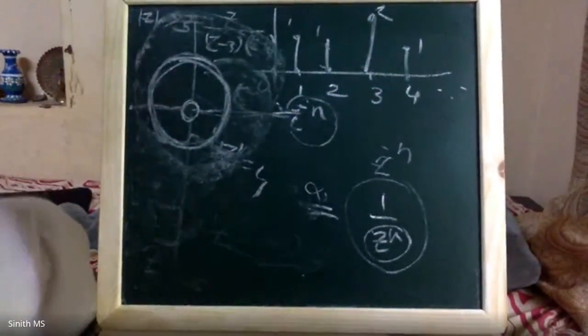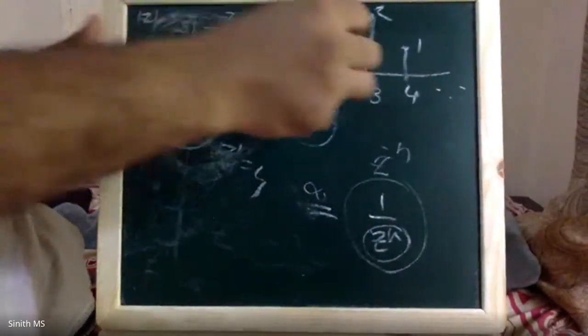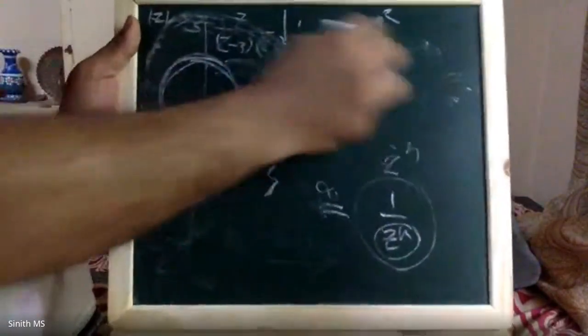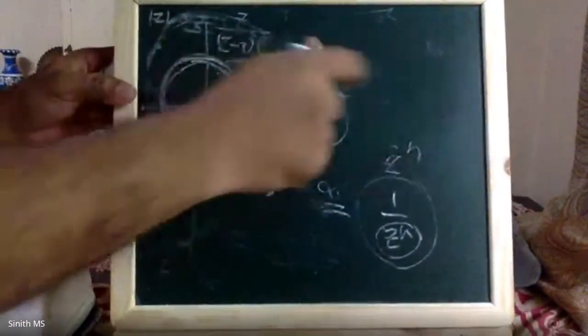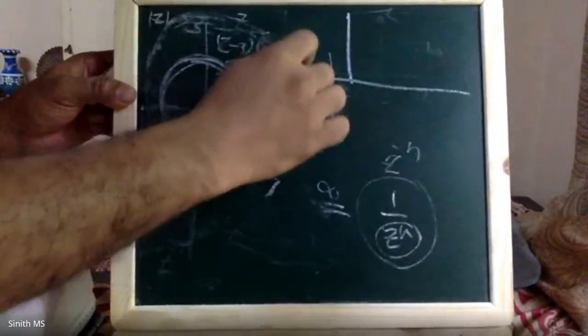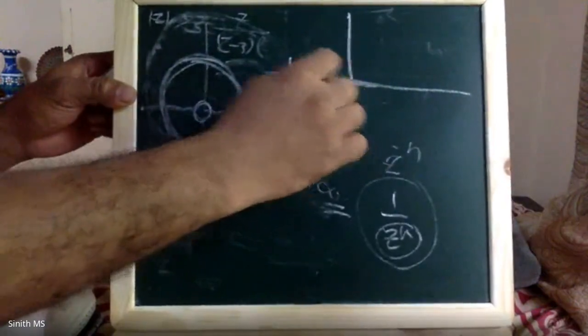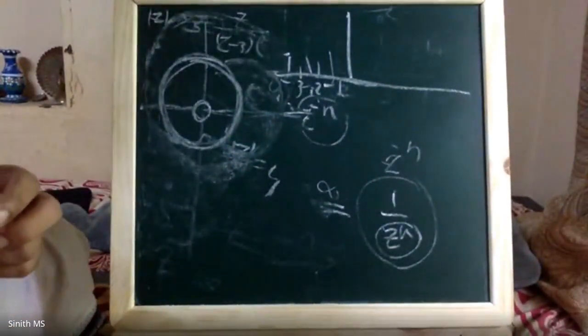Now let us consider a left-handed signal. Suppose the signal is left-handed. Then how is the signal? Suppose you have a left-handed signal with values at -1, -2, -3, etc.